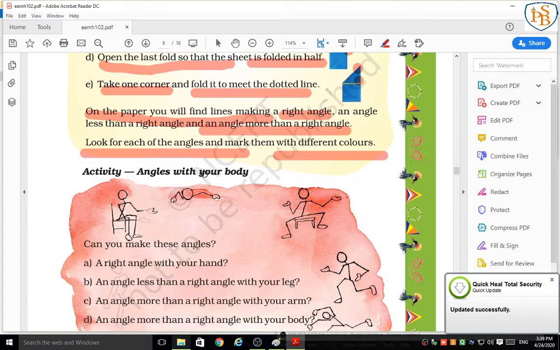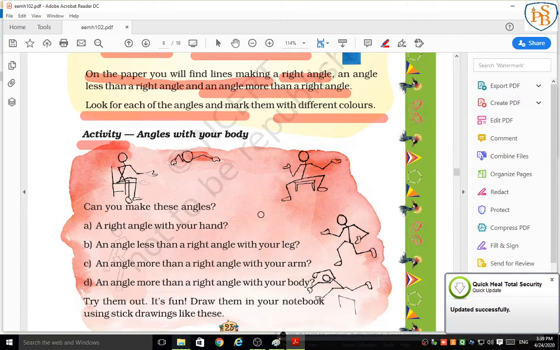Again one more activity, but here you have to use your body. Okay, your body, your hands, your legs, your finger, your arm, all these body parts you have to use to make different angles. Let's start. Can you make these angles? Students, can you make this angle? Yes, very good. First angle you have to show me a right angle with your hand.